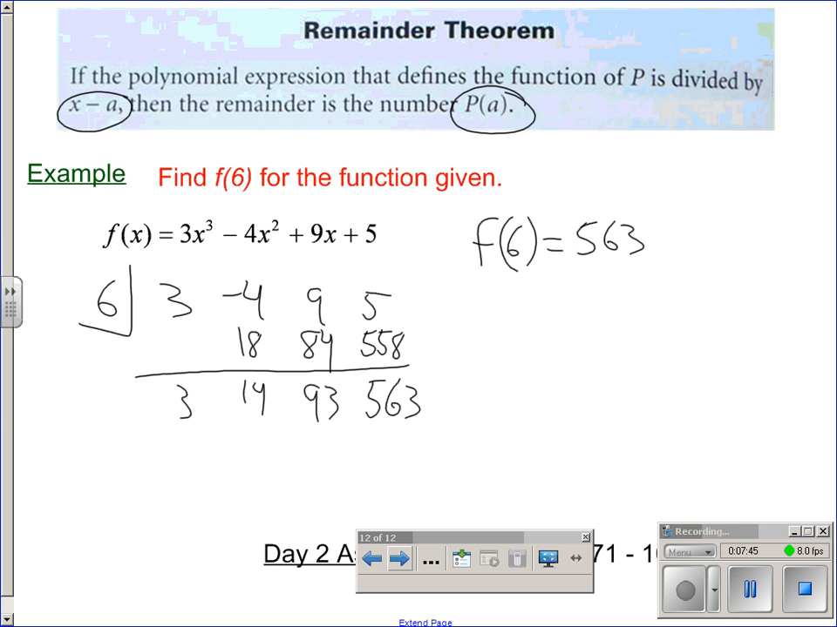So we can use this synthetic division process to get that remainder, which is the same thing as evaluating the function at the next value. Why don't we just plug in 6 for x? You can, and you'll still get 563, but synthetic division gets rid of all your exponents and order of operations. You just have to do some adding and multiplying. Okay, so that's one way we can use this.